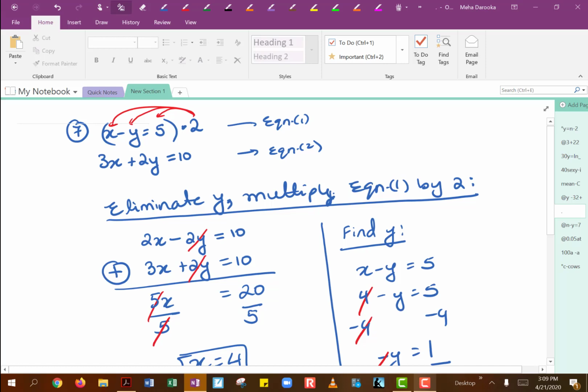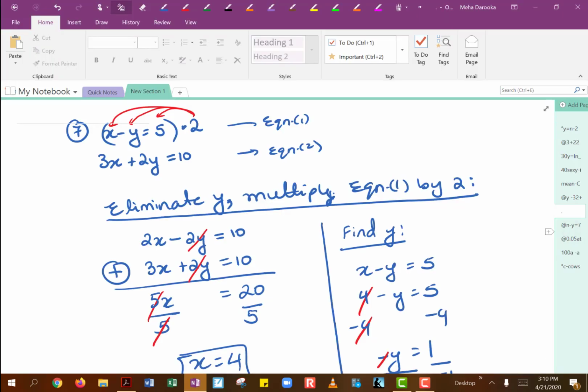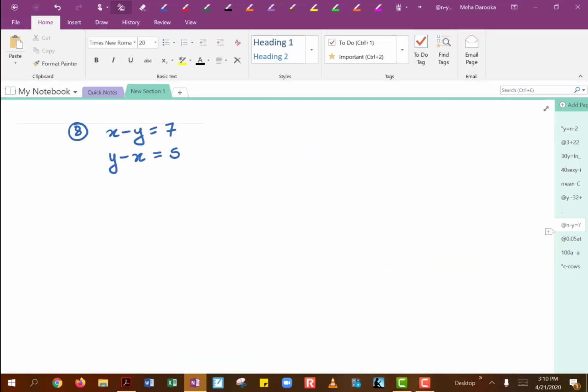Okay, now let's go ahead and take a look at our second example over here. x minus y equals 7 and y minus x equals 5. So this is number 8. So of course you can see your second equation is written as y minus x. So we can go ahead and rewrite that, and I'm going to bring the negative x in the front and bring the positive y as my second variable equals 5, and we'll keep the first equation as it is.